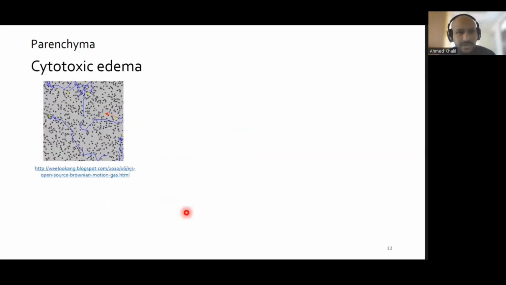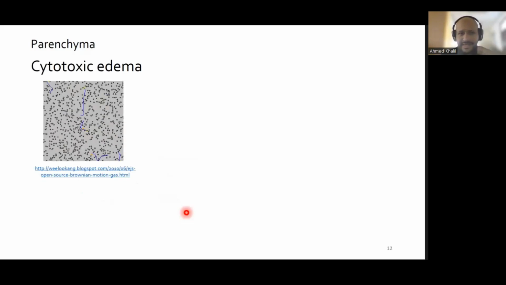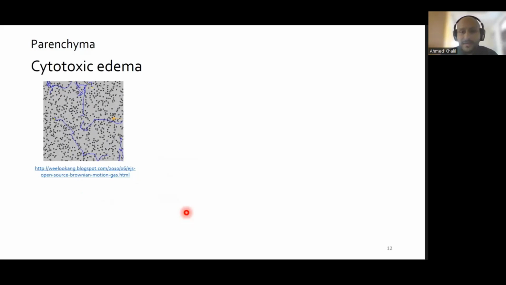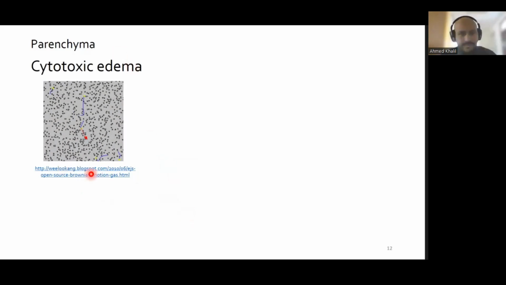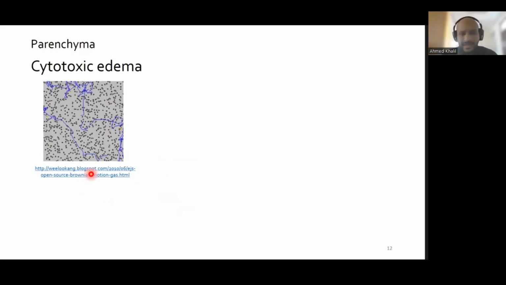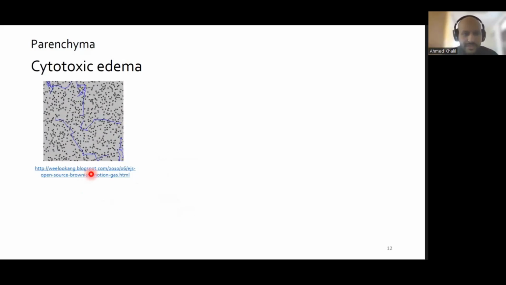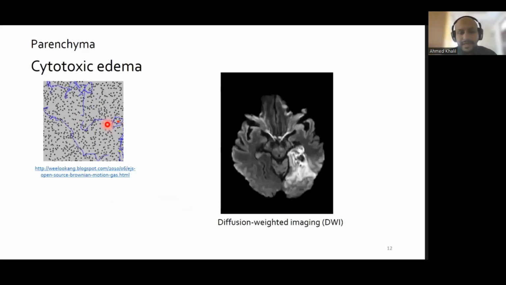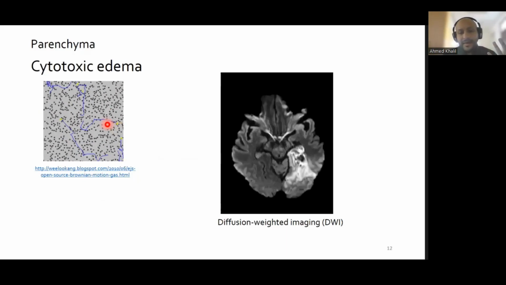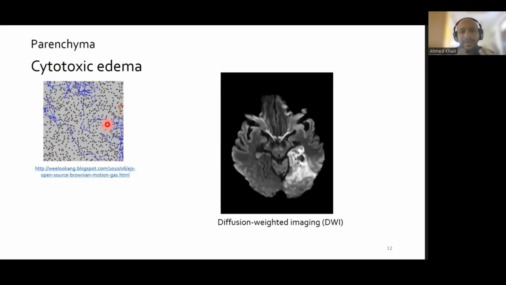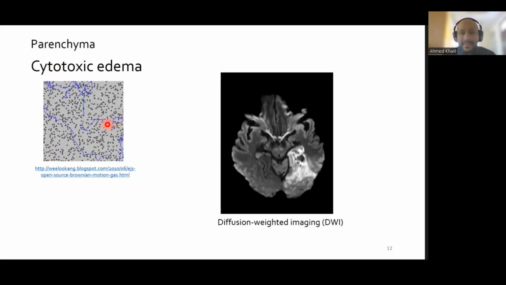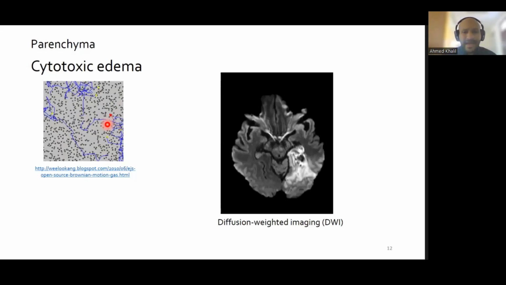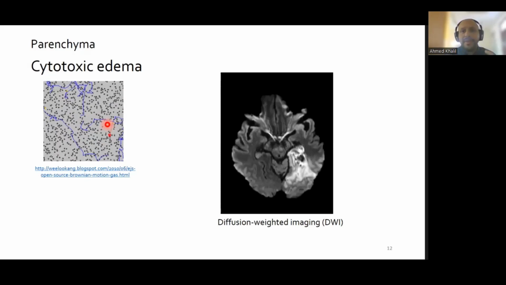So just to dive a little bit deeper into the parenchyma, the concept of cytotoxic edema. I just thought I'd spend a minute speaking about this because it's really central to the pathophysiology of stroke. We know that water molecules within brain tissue, or within any tissue, diffuse in this pseudorandom, Brownian-like motion, right? So all around. And what we're picking up on in diffusion-weighted images is the restriction of the diffusion of water molecules, because these water molecules are now within the cell, where there's a bunch of organelles and things like that, where water simply has a lot less space to move compared to outside the cell.